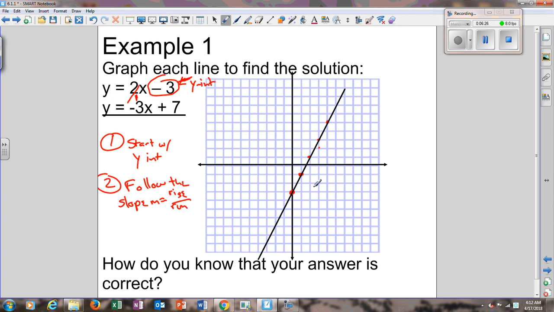Now we have to do our second line. Now you'll notice that we have 2 different lines. I would start by doing 2 different colors if it helps you. You're going to go up 7. 1, 2, 3, 4, 5, 6, 7. Make a dot. Then go down 3 and right 1. Down 3 and right 1. Draw a line between those points.